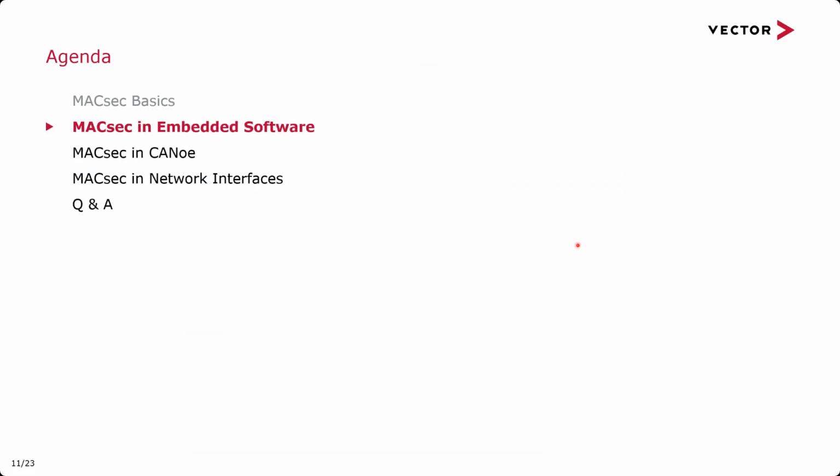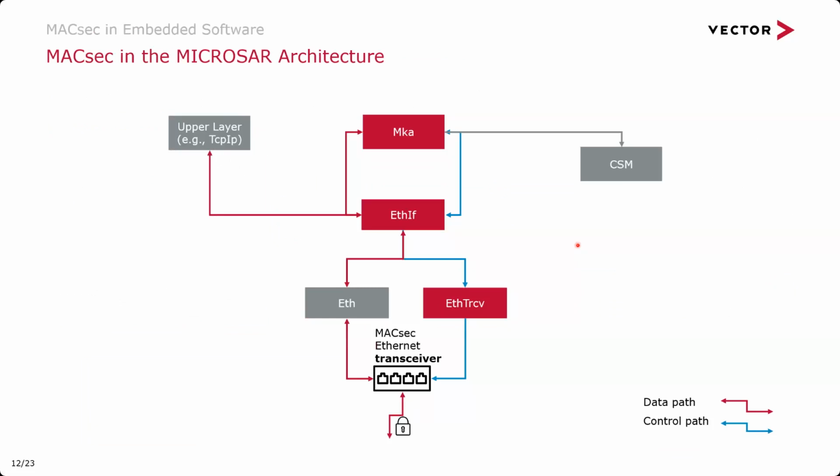So that was it for the basics. Now let's have a brief look into the implementation in our embedded software. What we have in our Ethernet stack here is a new component that implements the MKA protocol, the MACsec key agreement protocol. And this component sits on top of the Ethernet interface.